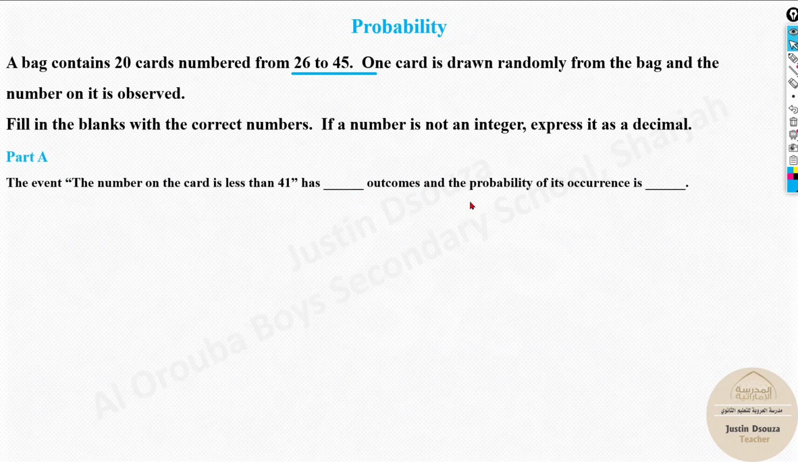Now, let's see what the questions are. The number on the card is less than 41. See, over here, they have mentioned it's less than 41. It's not less than or equal to, so you can't include 41. It will be less than or equal to 40. So you need to exclude 41. So this means 26 to 40, because 41 is not included. It's less than that. So the number on the card is less than 41.